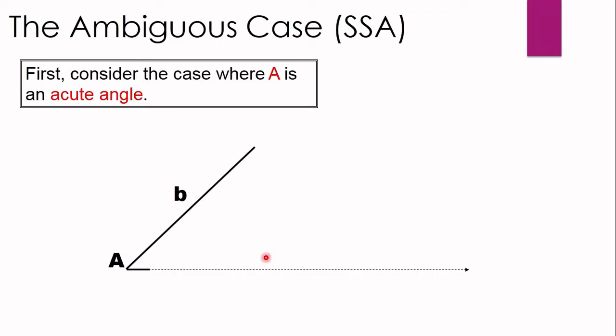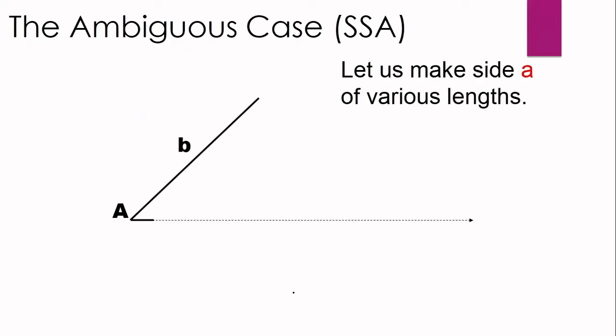So the first thing that we are going to have here is if we are going to consider where A is an acute angle. So dito, ang unang case natin, our A is an acute angle. So ito yung ating angle A. That is an acute angle. What we are going to do here is we are going to make side a of various lengths.